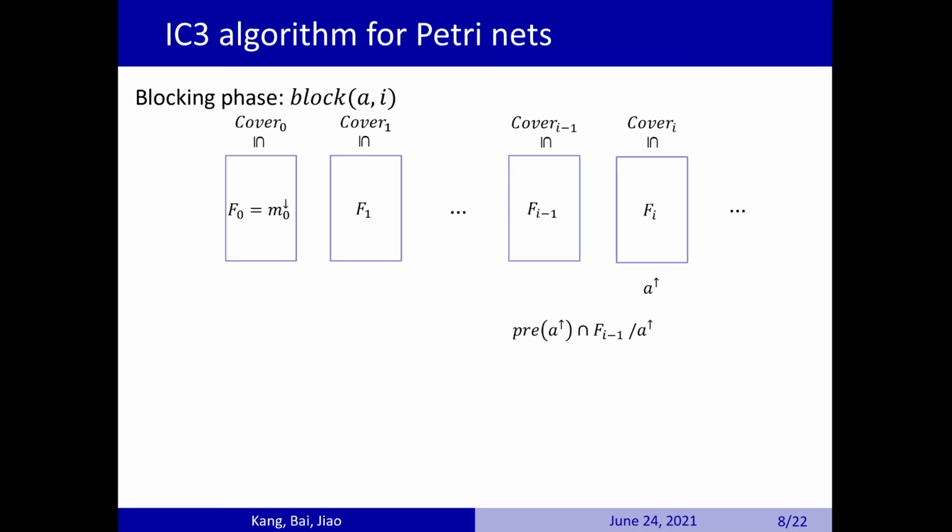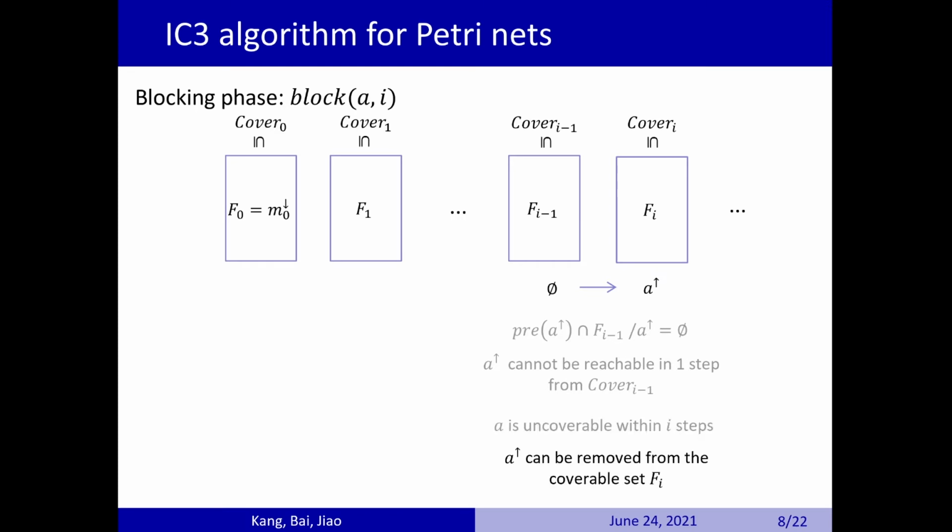In the other case, if the intersection is empty, then A-up is unreachable in i steps from the former frame. We write an empty set here to denote that A is uncoverable within i steps, and then we refine the over-approximation of the coverable set by removing A-up from Fi.